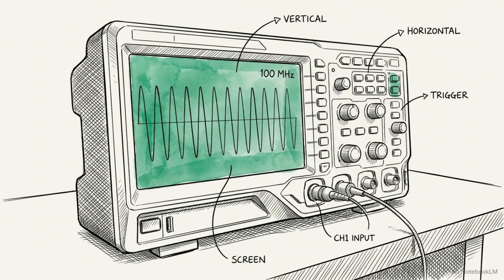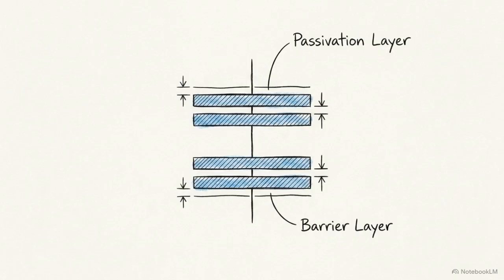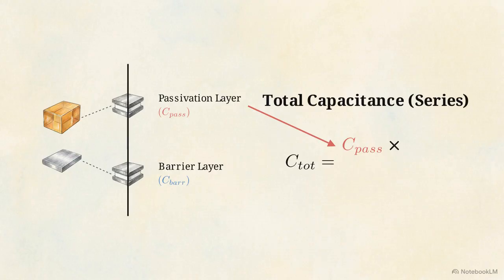We can prove this physical strain and trap model empirically using capacitance voltage, or CV, profiling, measured at 100 MHz. This capacitance voltage chart isolates the left cluster of curves, representing the bare aluminum nitride interlayer structure. Notice the distinct monotonic decrease in maximum saturation capacitance as silicon nitride thickness scales up from 0 to 120 nanometers. To understand why this drop occurs, we define the total capacitance of the system mathematically as a series connection between the layers.